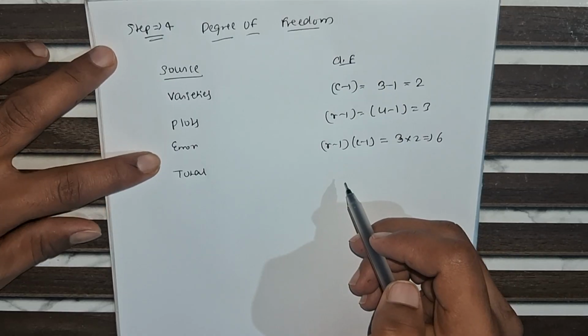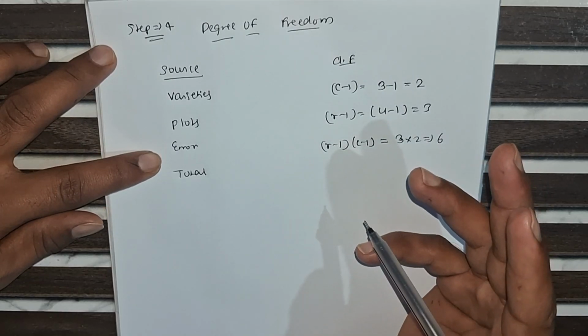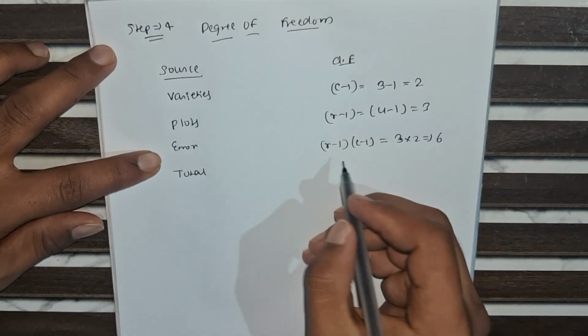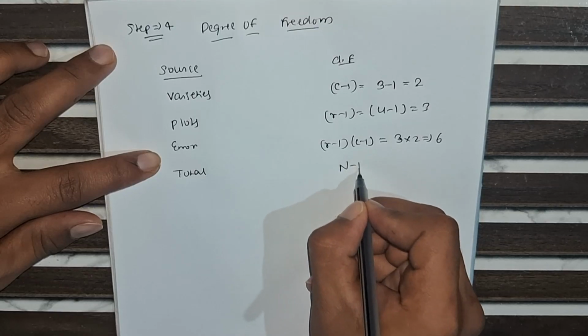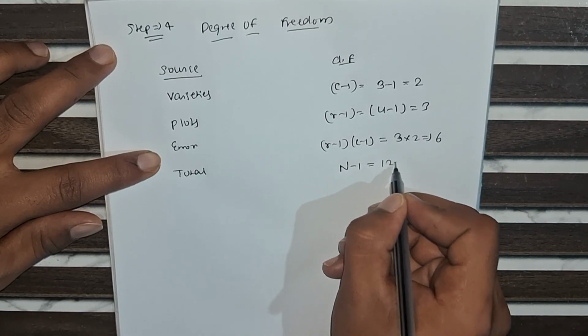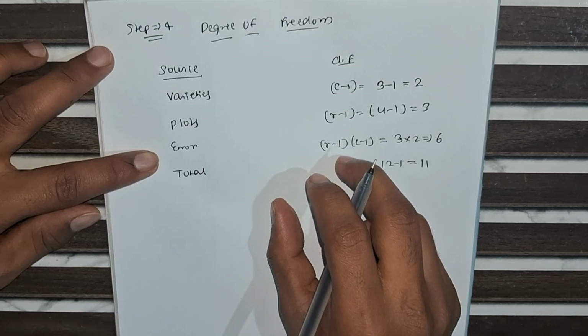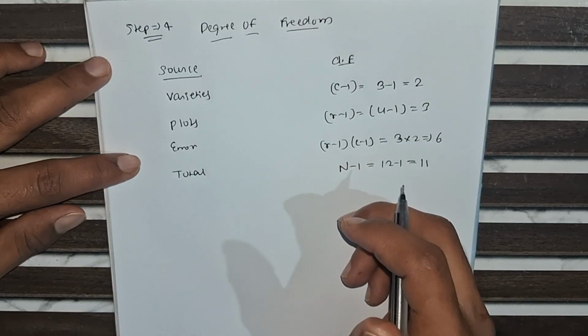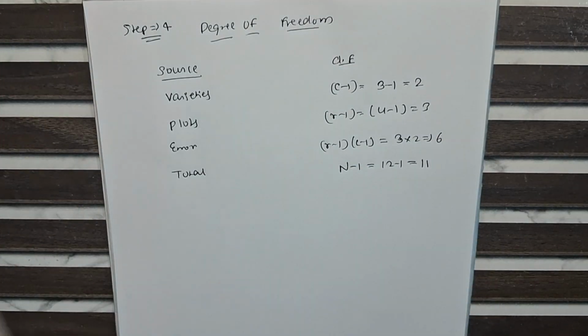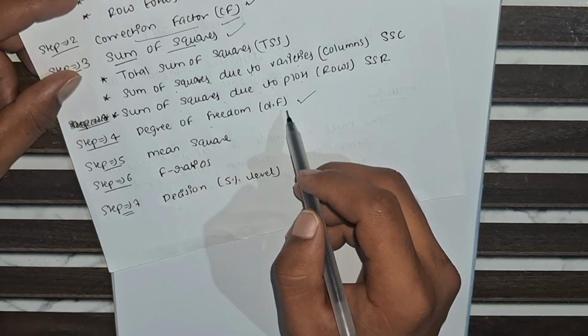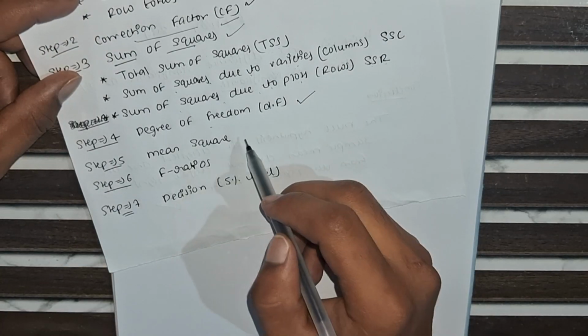Now what is the total? How many observations are there? Total observations is 12. So this is capital N minus 1, which equals 12 minus 1, which equals 11. So our fourth step is completed. Now move to our fifth step, which is mean square.